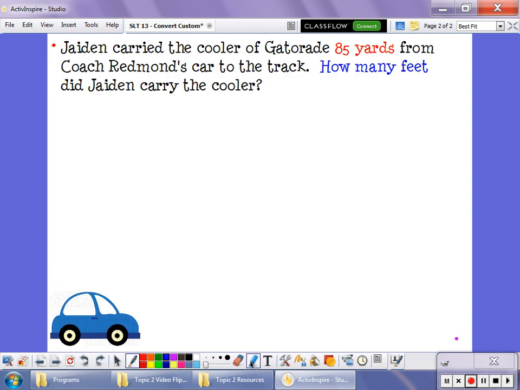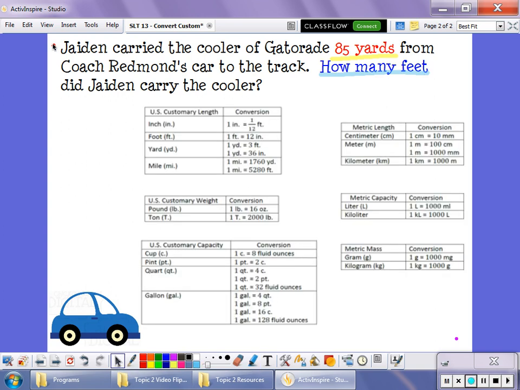Now at that cross-country practice, Jaden carried the cooler of Gatorade 85 yards from Coach Redmond's car to the track. How many feet did Jaden carry the cooler? Now yards and feet may be a conversion that you know, but if not, again, let's look at this chart here. I can see that if I look up here at yards, that 1 yard is equal to 3 feet.